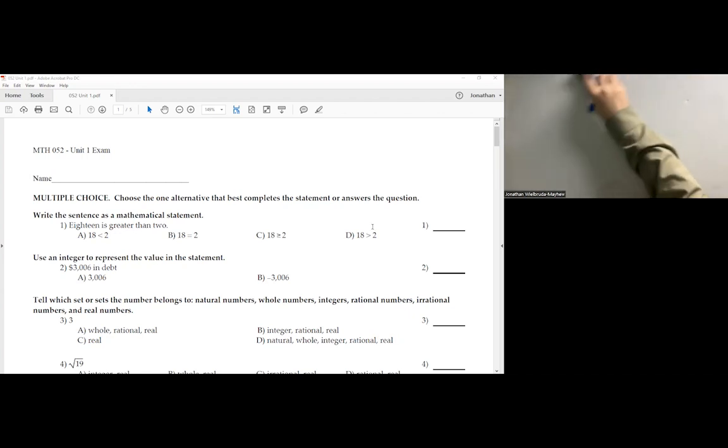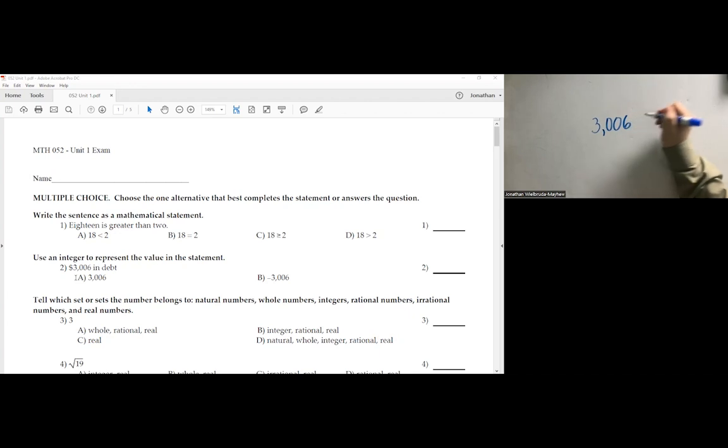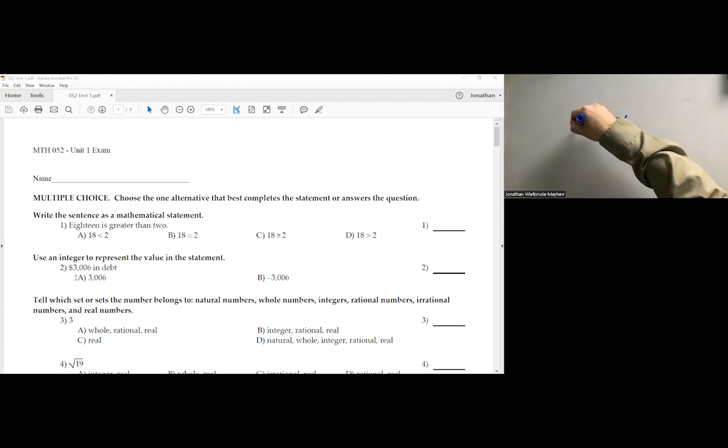Number 2, use an integer to represent the value in the statement. 3,006 dollars in debt. In debt indicates that we would have a negative integer. So negative 3,006 would be the answer for number 2.